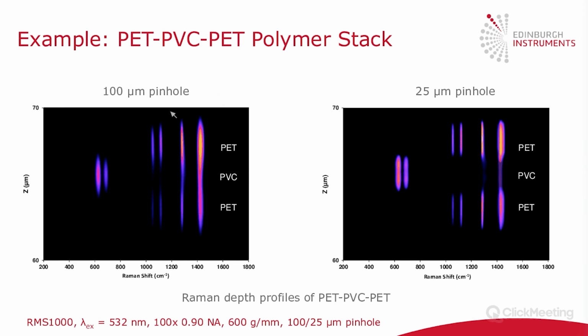So one of these was measured with a 100 micron pinhole and the other with a 25. So if we look at the 100 first, you can see that the Raman peaks are blurring between the different layers. So the PET peaks around 1400 are blurring into the PVC. But if we move to a 25 micron pinhole, which has superior axial resolution, you can see there's much clearer discrimination between the layers. And this is an example of how you can adjust the pinhole width in order to get the desired axial resolution for your measurement.